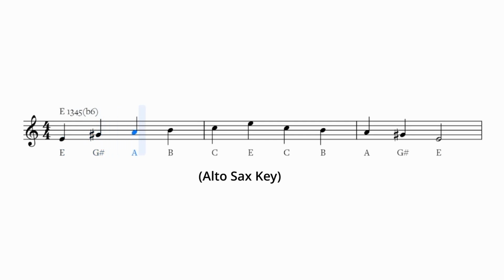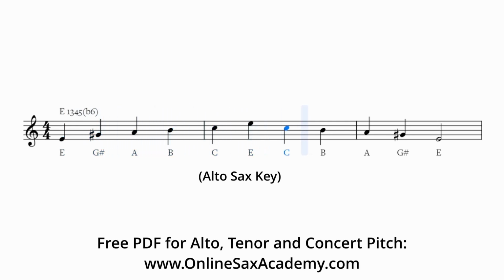So this is what the scale sounds like. And here's some example phrases using those notes.